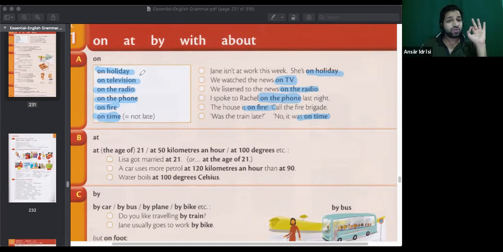So the simple thing, sir, is what we can use on for: activities, ideas, state of mind, emotions. For example, I've posted my pictures on LinkedIn. So on LinkedIn, LinkedIn is not a place, it's a platform, it's an idea. I found that advertisement on Facebook. Facebook is not a place, but it's an idea. I'm teaching on Zoom. Zoom is not a place, it's an idea.